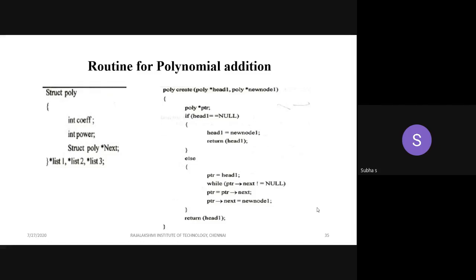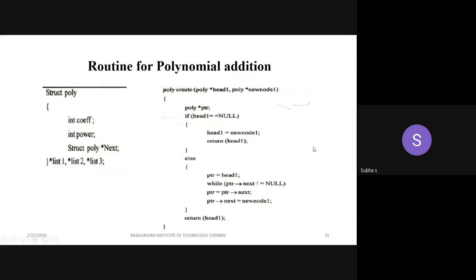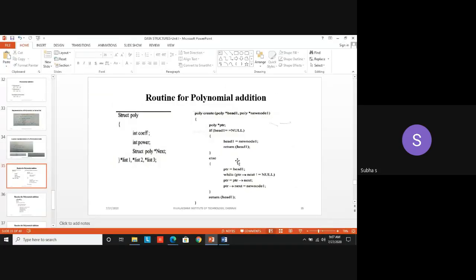Okay, same procedure for polynomial subtraction. If the powers are equal, you have to subtract the coefficients. I have 3x square in the first polynomial and 5x square in the second polynomial. What do I have to do? Subtract: 3 minus 5, not 5 minus 3, polynomial 1 minus polynomial 2. You'll get minus 2x square. So this is the logic for explaining the routines.